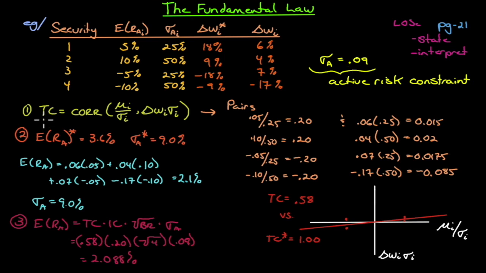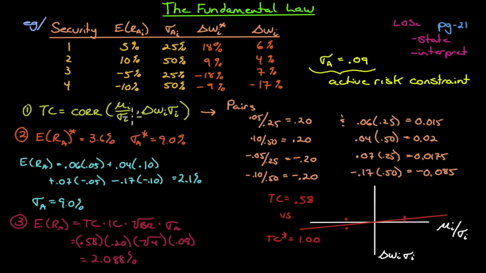So what's the transfer coefficient? We got to figure that out. Remember, we need 4 things now, right? We need a transfer coefficient, we need an information coefficient, we need breadth, and we already have sigma A. So we got that. So let's go ahead and see what we have. We got to figure out a transfer coefficient. We know that's the correlation between the forecasts and the actual weights. We can also say that it's the correlation between the weights we would like to take on versus the actual weights. But to figure out a correlation, we got to have pairs of numbers, and then you could use your calculator or Excel or whatever. But let's just figure out the pairs we have first.